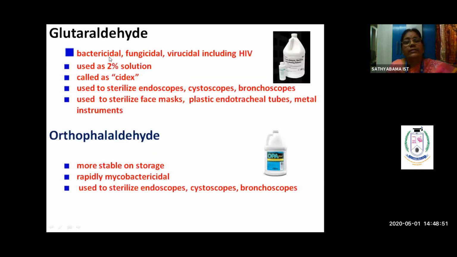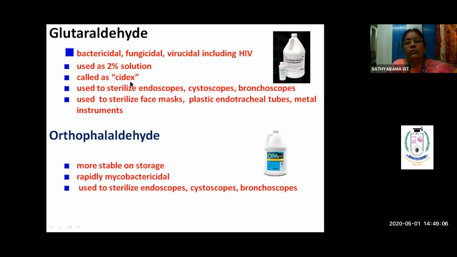Glutaraldehyde. This again is a best disinfectant. It is bactericidal, fungicidal, virucidal. Mainly it is having activity against HIV. 2% solution of glutaraldehyde is used. Cidex is the common brand name that is being used.